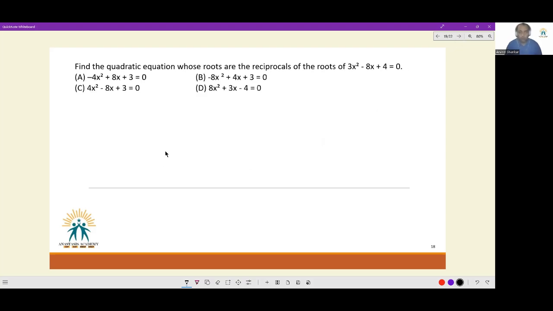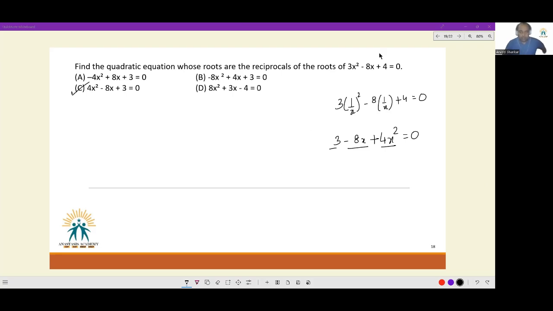If the quadratic equation whose roots are reciprocals of the roots of 3x square minus 8x plus 4 is equal to 0, find the quadratic equation whose roots are reciprocals. All you have to do is simply 3 times 1 by x square minus 8 times 1 by x plus 4 is equal to 0. So you get 3 minus 8x plus 4x square is equal to 0. This is positive, this is positive, this is negative. So the answer will be option C. That's it. You can do it this way.